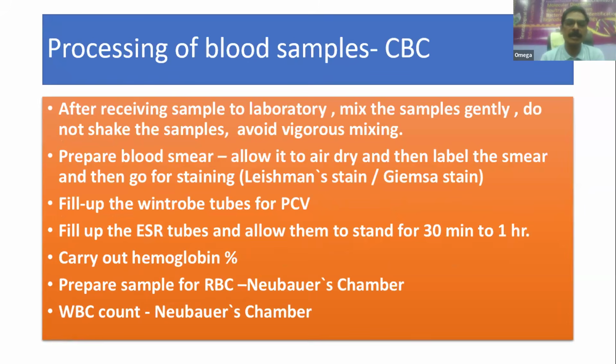But after gentle mixing of the samples, prepare the blood smear, allow it to air dry, then label the blood smear and go for staining. For the other tests like packed cell volume, we have to fill the Wintrobe tubes, then fill the ESR tubes to see the ESR, then carry out hemoglobin, and prepare the sample for RBC, for which we use the Neubauer chamber for RBC and WBC count. So these are the routine things that can be done in the laboratory.